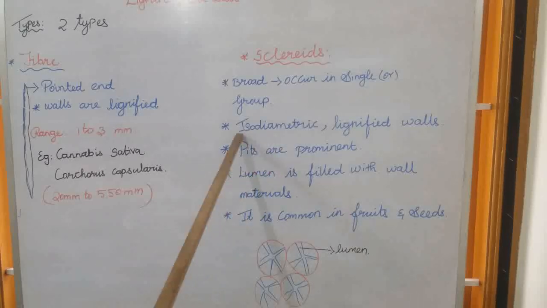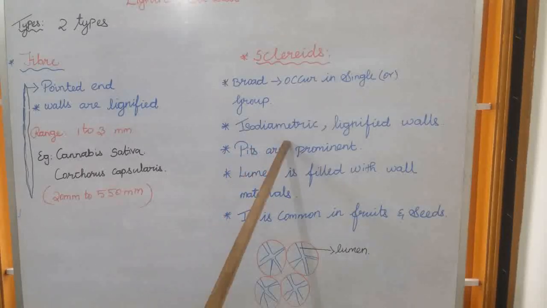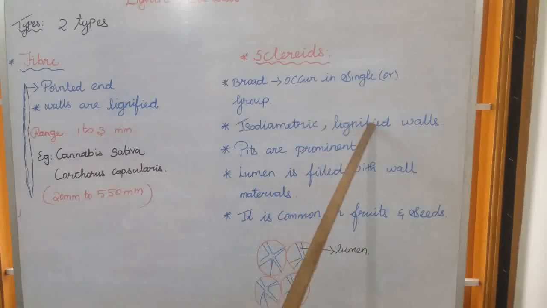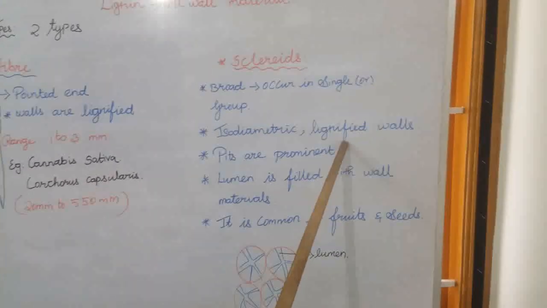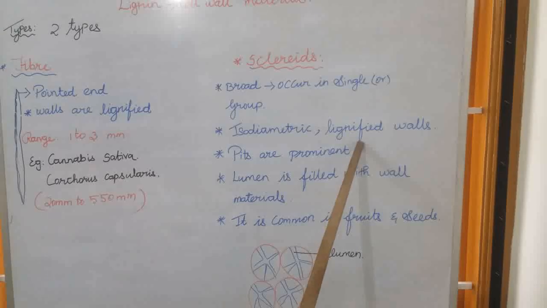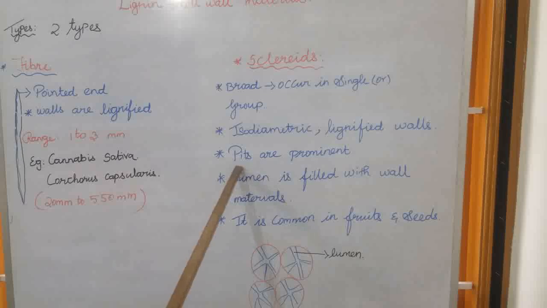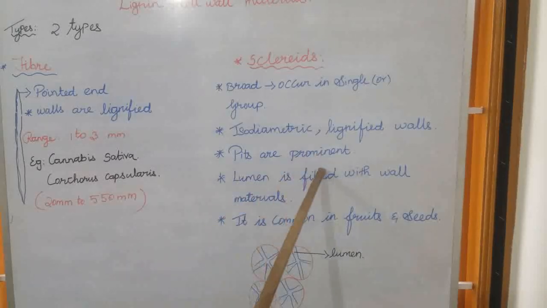So scleroids have isodiametric symmetry. The walls are lignified, meaning the cell wall is made up of lignin. Pits are small pore-like structures present on the scleroid. The pits are prominent and clearly visible.